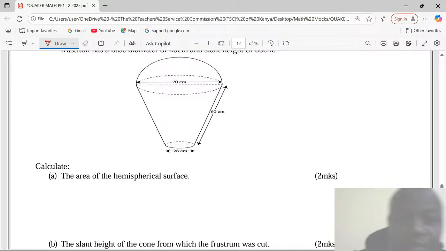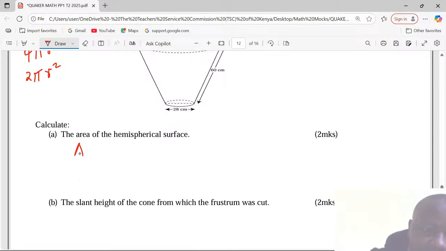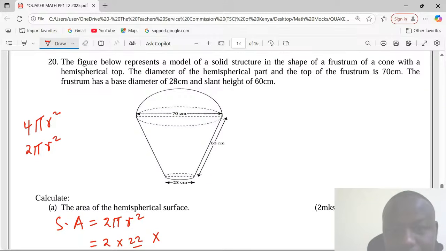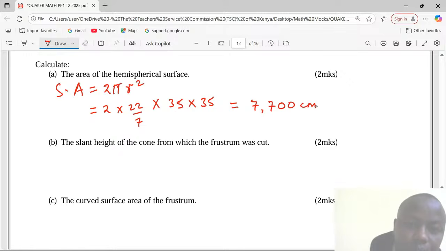We know that the area of a sphere is usually given by 4 pi r squared. So a hemisphere should be 4 divided by 2, which is 2 pi r squared. So we say that the surface area equals 2 pi r squared. Remember the diameter is 70, so the radius shall be 35, squared, times 35 once again. So what are we getting here? 2 by 22 over 7 multiplied by 35 times 35, giving us 7,700 square centimeters.